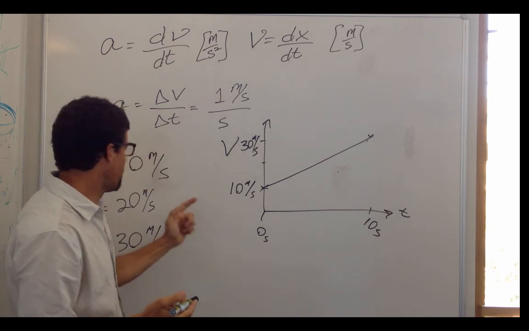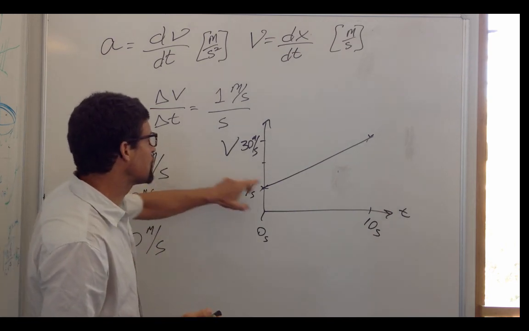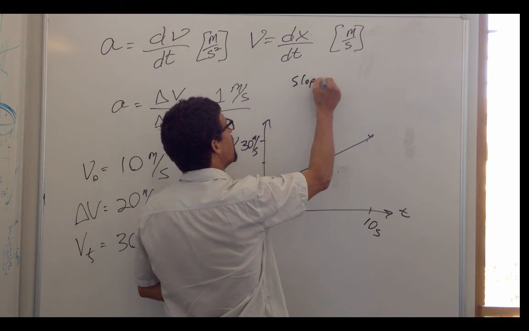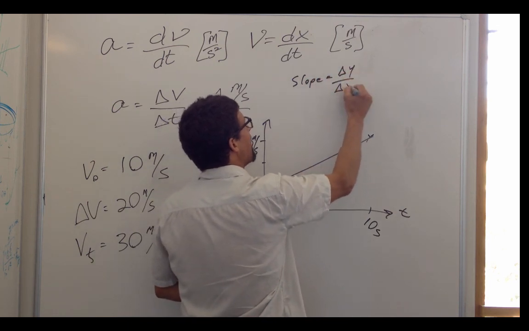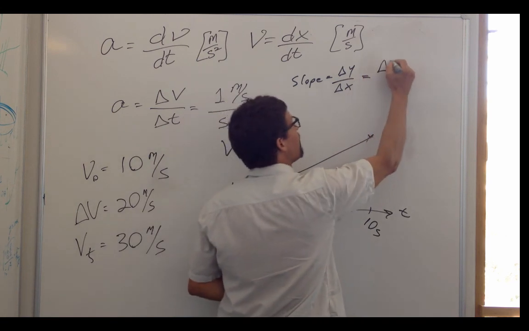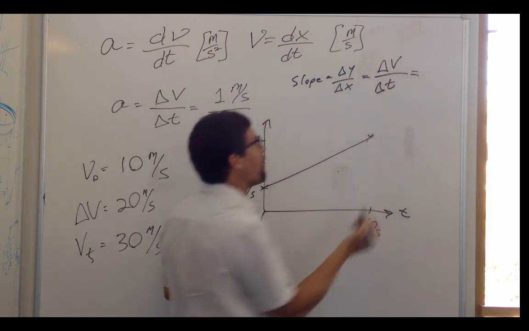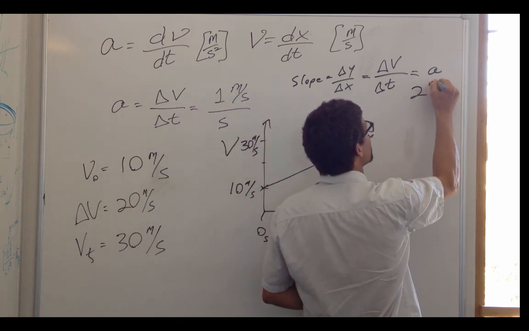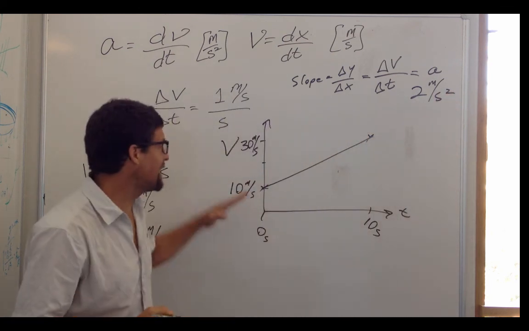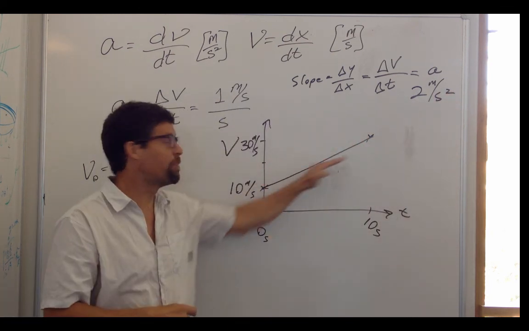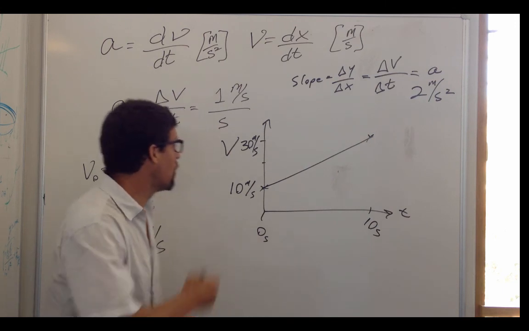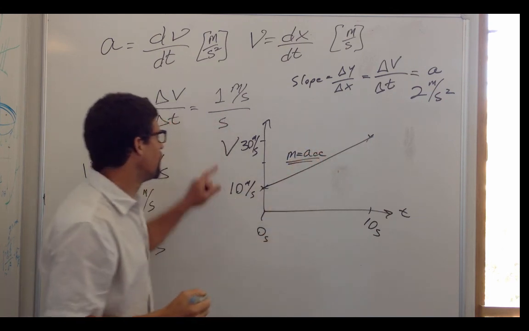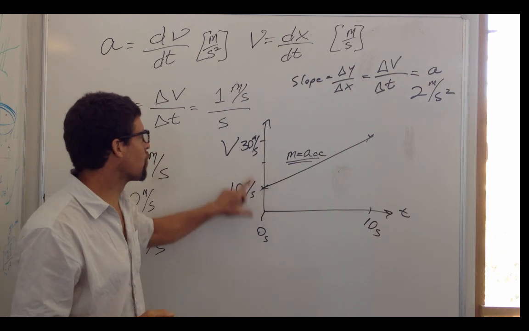Well, let's see. The slope of this line is equal to change in y over change in x, which here means change in velocity over change in time. Well, that's my acceleration, right? And I said my acceleration was 2 meters per second squared, right? It's a constant acceleration. This has to have a constant slope. Must be a straight line. Okay, so the slope of this line is equal to my acceleration. I like it. Change in velocity over change in time is the derivative of velocity.